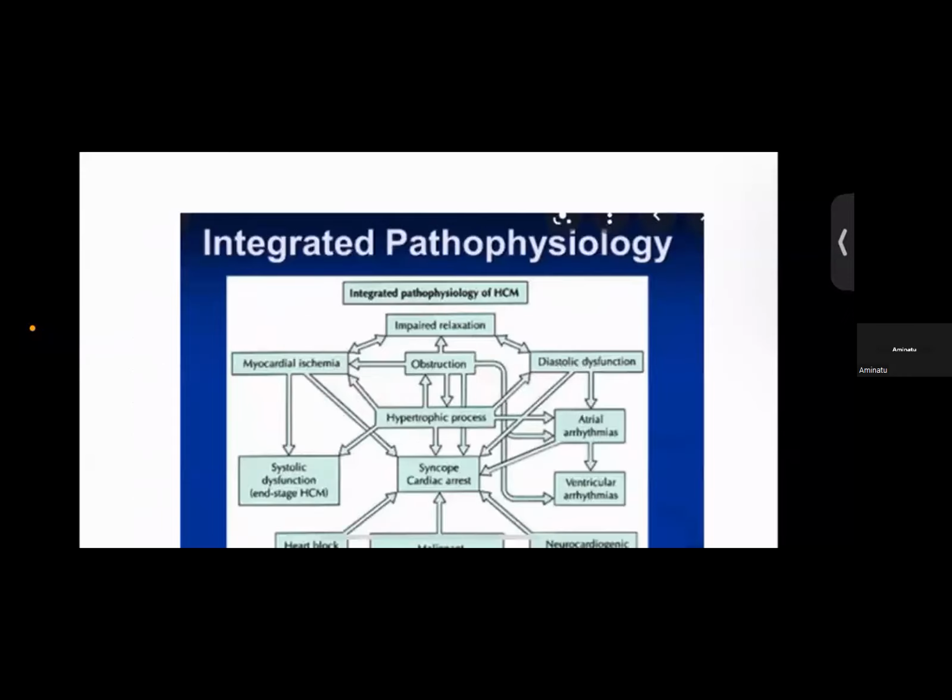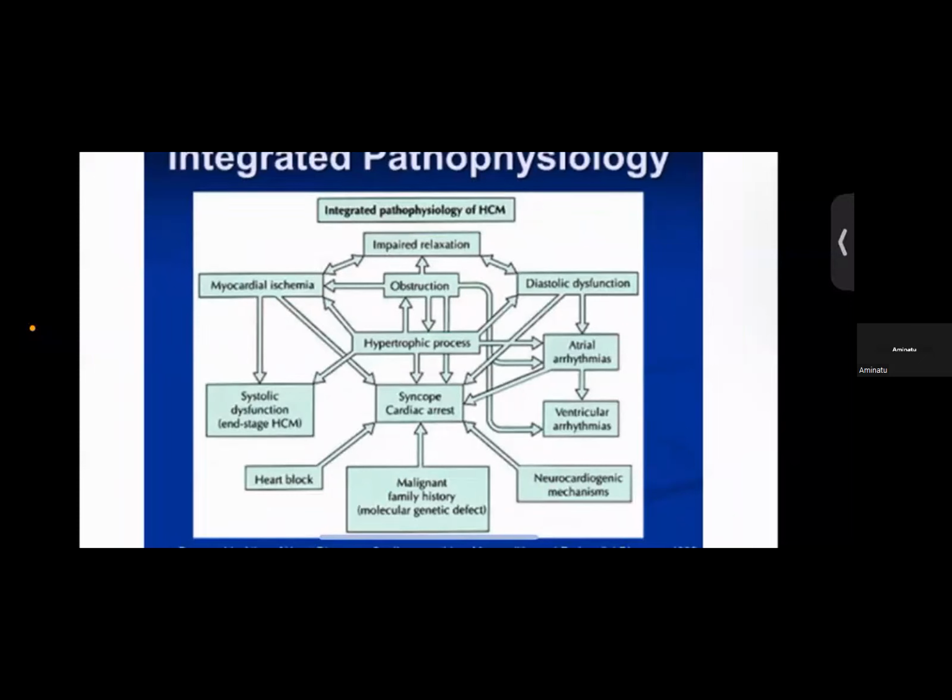showing the integrated pathophysiology. At the center is the hypertrophic process, which is the beginning of the condition. From the hypertrophic process, there could be obstruction, if it is the obstructive type. Obstruction will lead to impaired relaxation. Obstruction would also lead to myocardial ischemia. Hypertrophy also leads to myocardial ischemia. Impaired relaxation too can lead to myocardial ischemia, and myocardial ischemia can also lead to impaired relaxation.